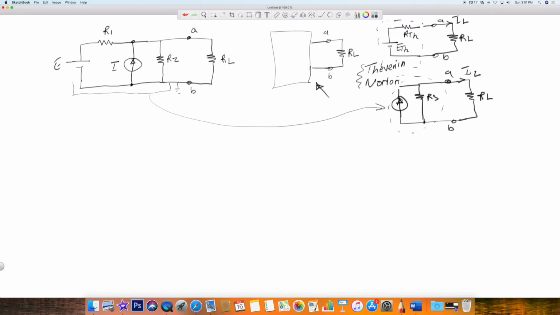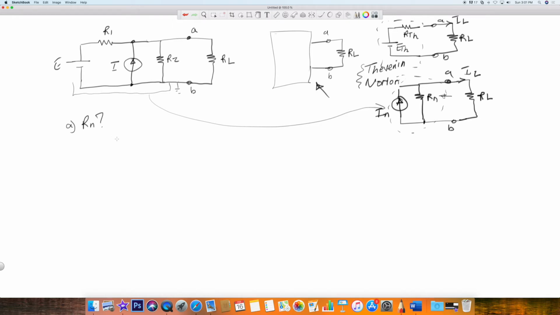Some textbooks like to call the RS that we have here RN, as in R Norton. Let's call that. And this here, we're going to call IN, as in I Norton total. All right, so how do we go about it? It's extremely similar to Thevenin. First, we're going to need to figure out RN, so we'll start with that. What is the R equivalent seen as a Norton equivalent circuit?